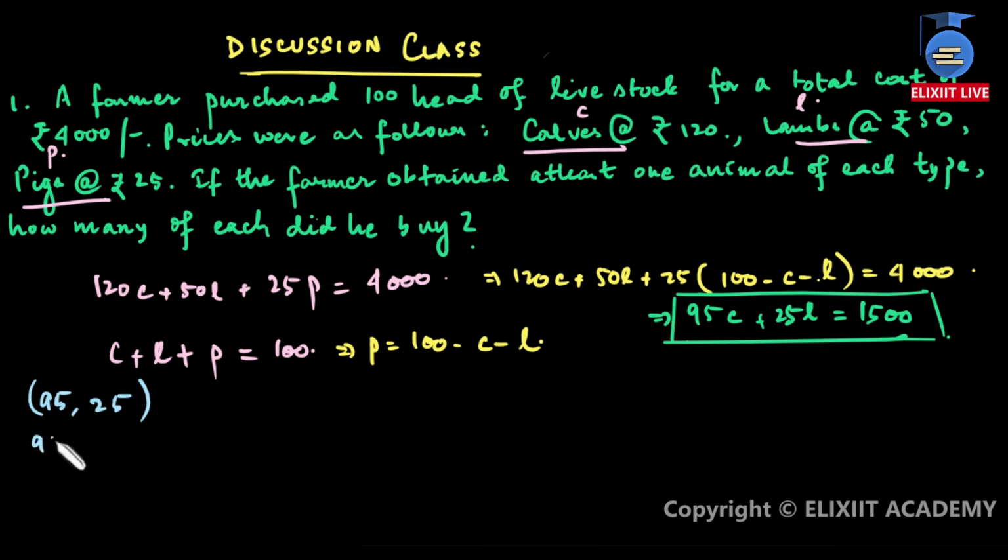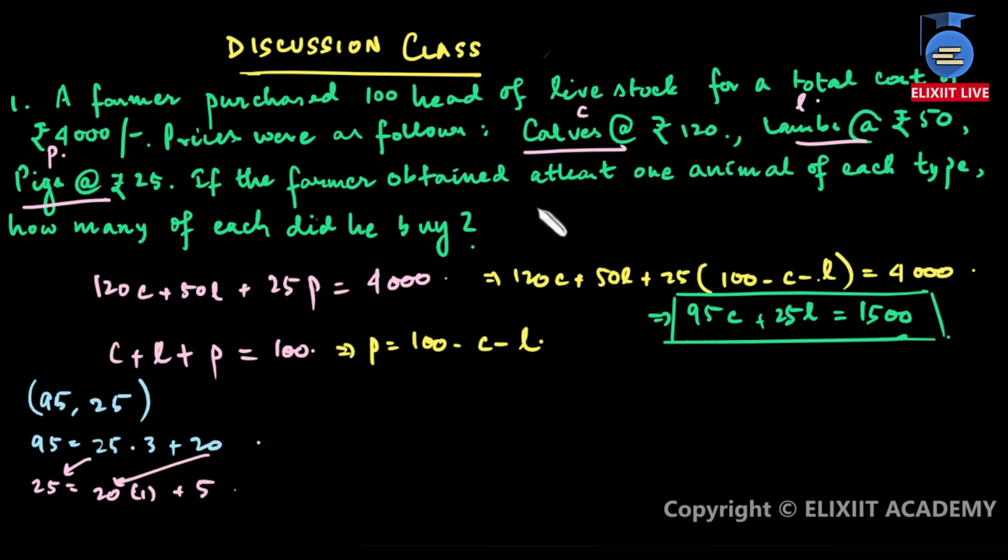Let's start with 95. You keep the divisor as 25. So 95 is 25 into 3 plus 20. Then 25 comes down, 20 comes down, so now the divisor is 20. So 25 is 20 into 1 plus 5. Still the remainder is not 0.